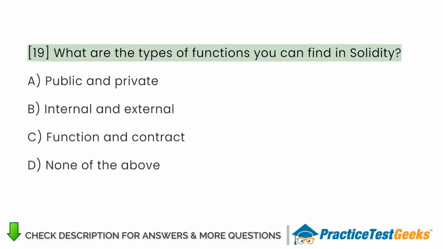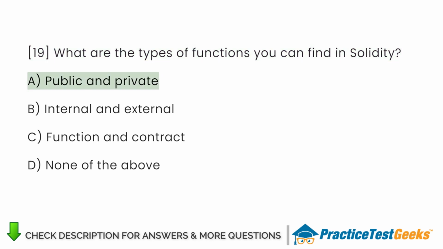What are the types of functions you can find in Solidity? A. Public and private. B. Internal and external. C. Function and contract. D. None of the above.